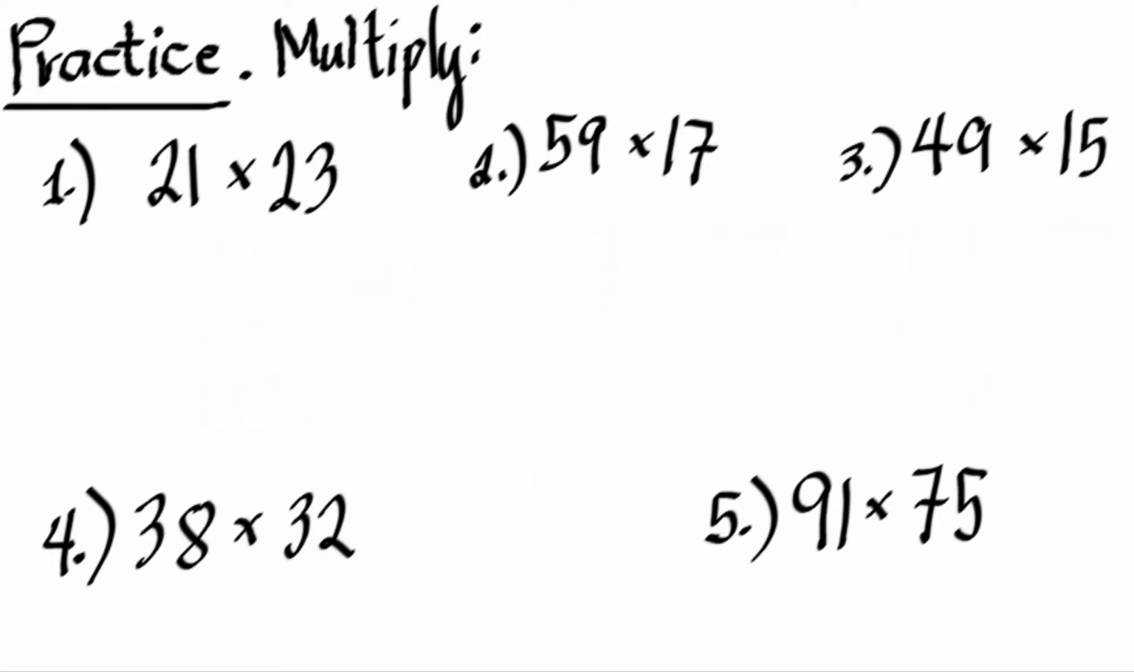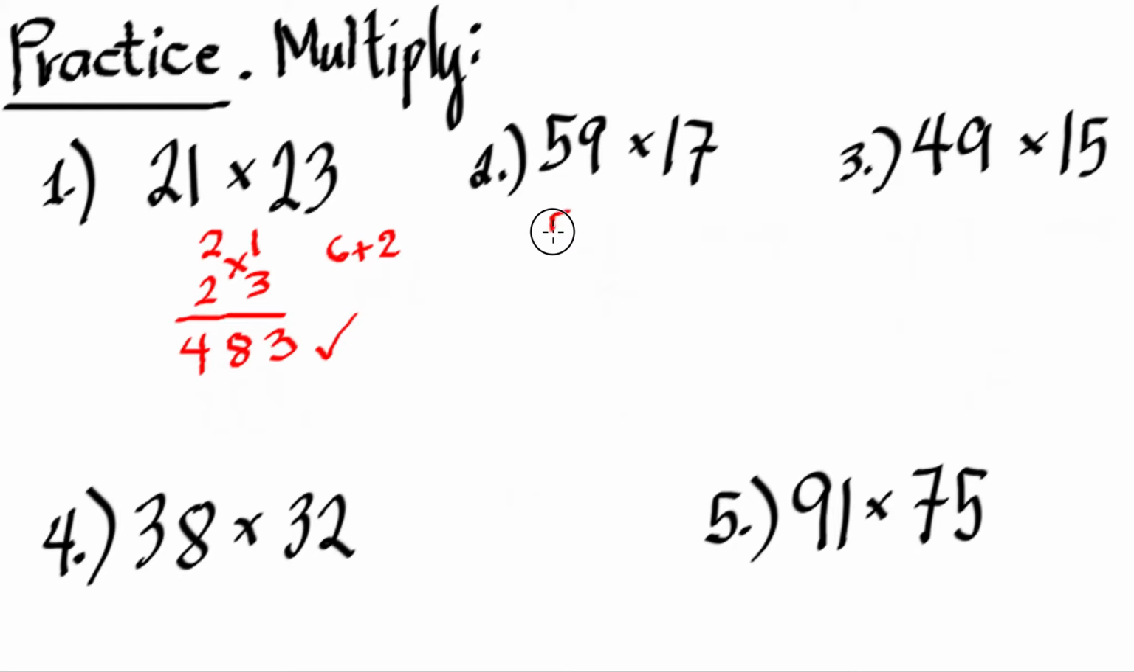Okay, and then let's answer. So first, we're going to answer this 21 times 23. So vertically, 2 times 2 is 4. Crosswise, 2 times 3 is 6, plus 1 times 2 is 2. That gives us 8. And then vertically, 1 times 3 is 3. So this is our answer, 483, from the product of 21 times 23.